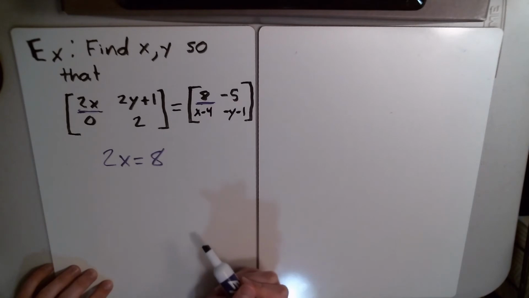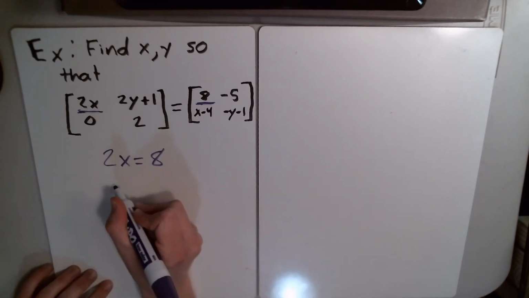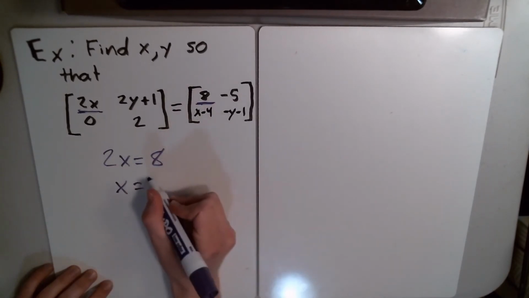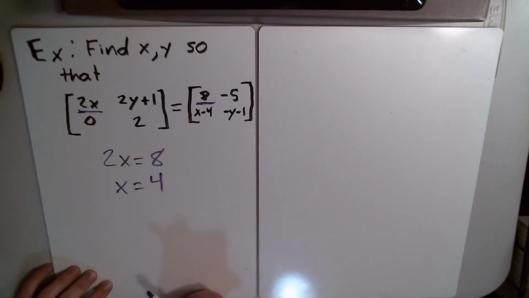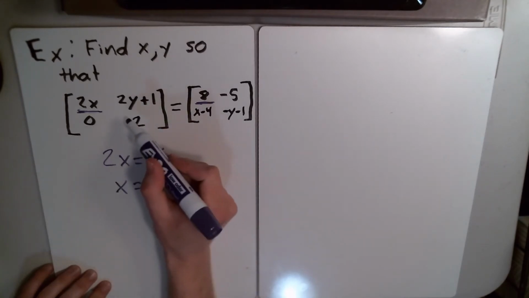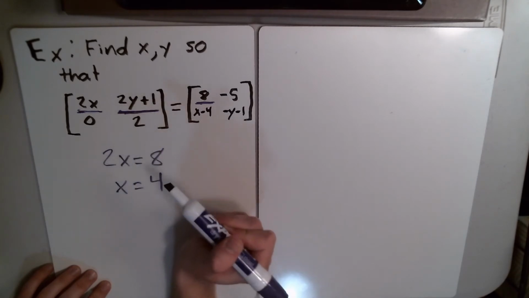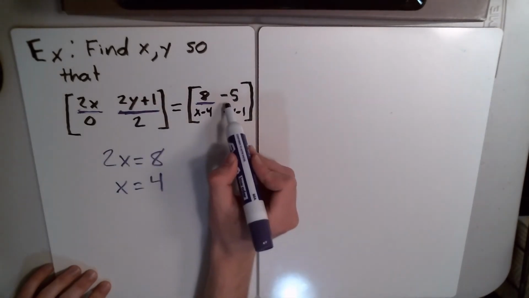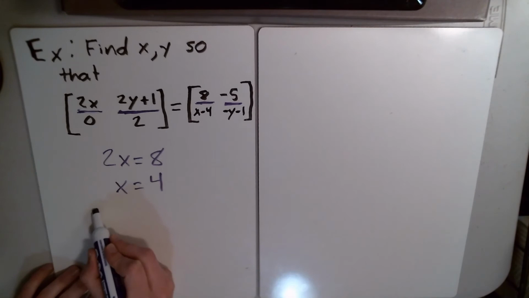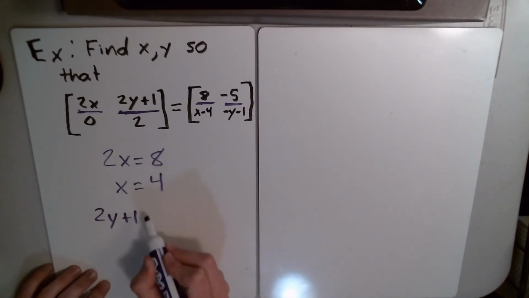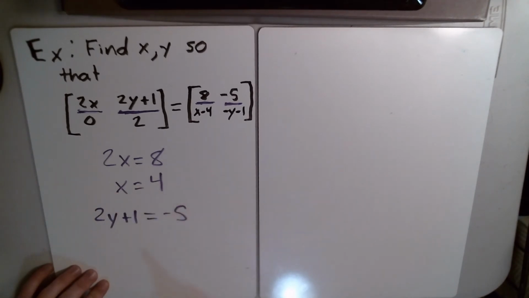Now you can probably tell this isn't too bad, right? Now we just divide by 2 on both sides and we get x equals 4. Okay? Now let's find y. We also need this other entry here, the 2y plus 1, to be equal to negative 5, because we need corresponding entries to be equal.